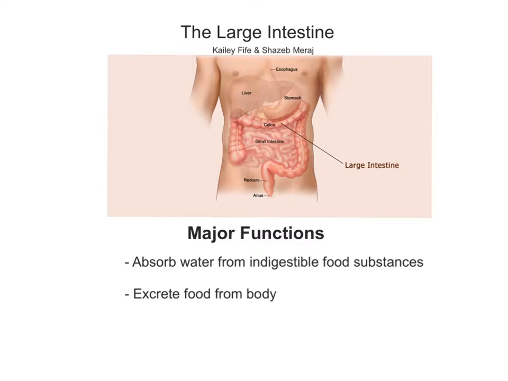As food continues on its journey towards excretion, it must pass through the large intestine. The large intestine is 7 centimeters in diameter and 1.5 meters in length. There are two primary functions of the large intestine: to absorb water from the indigestible food substance and excrete this food substance from the body.